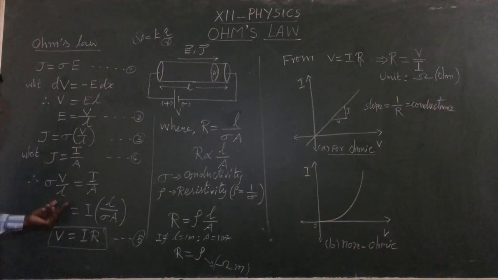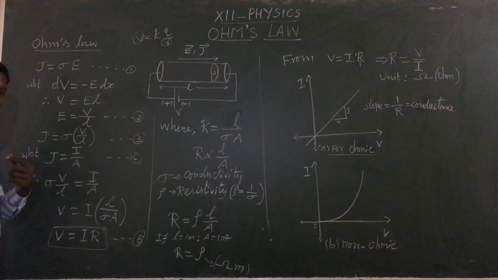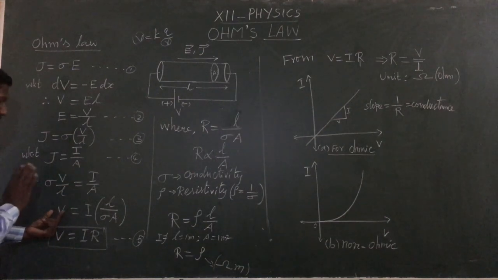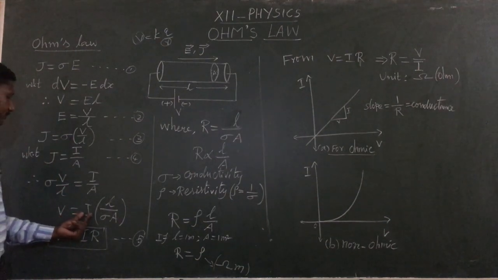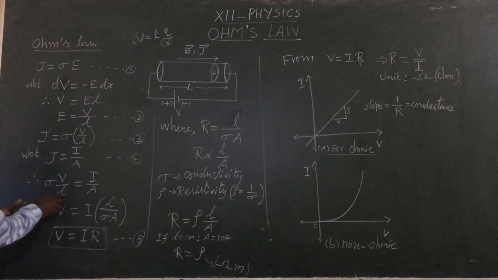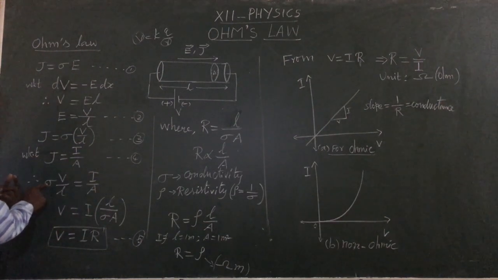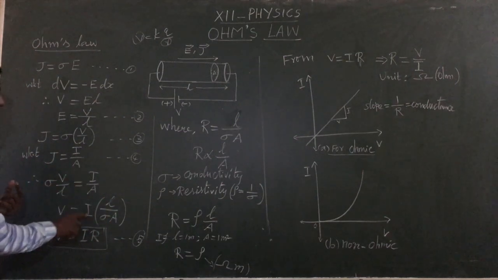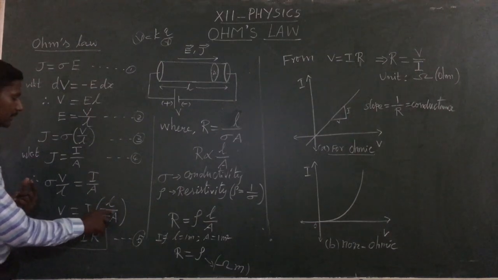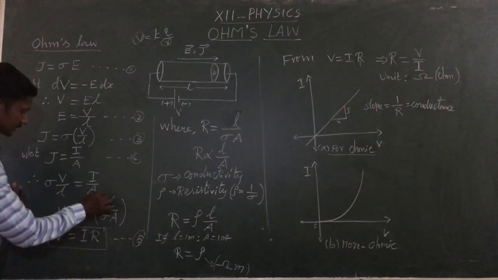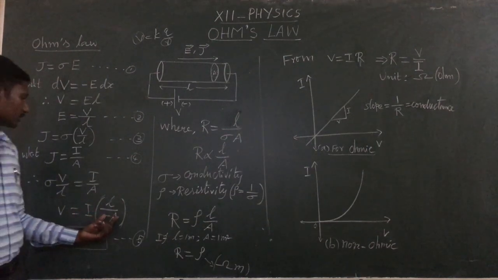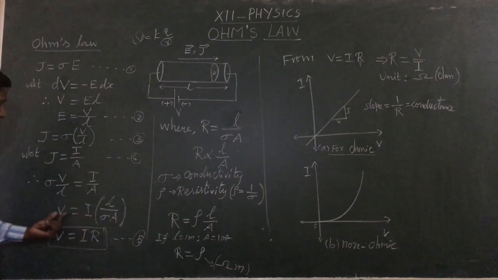Now we rearrange that equation in terms of voltage and current, with V alone on the left side. V is equal to I into L by sigma A, because L goes to the numerator and sigma A goes to the denominator. That term L by sigma A is known as resistance R. So this is the current, this is the voltage.